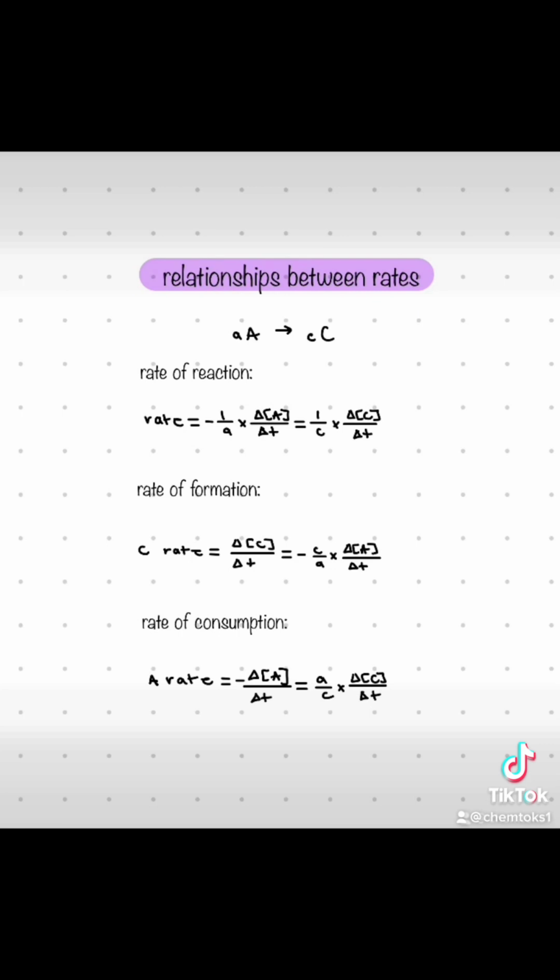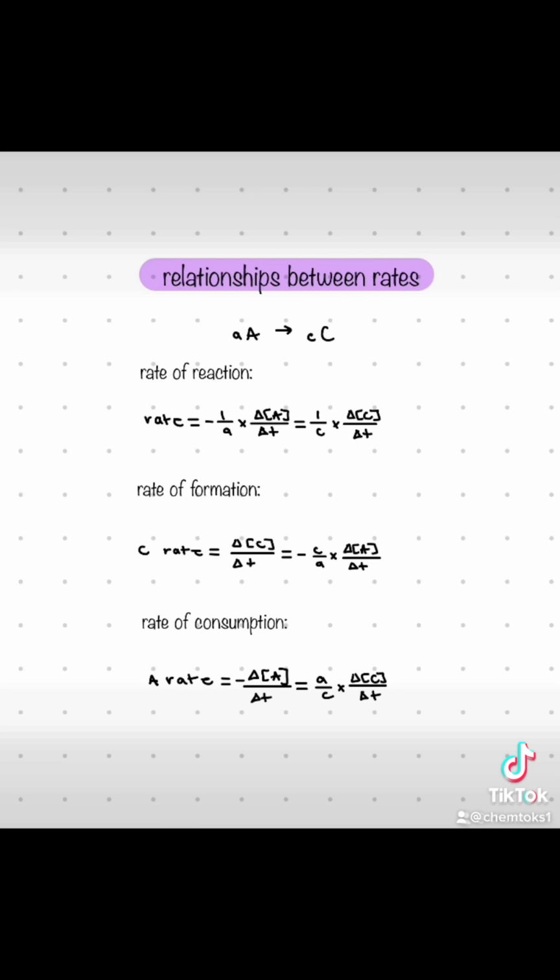I again created a fake chemical equation to show you the relationship between rates. You already know how to find three types of rates, it's just a matter of figuring out how they correspond. So with the rate of reaction, you're just setting the rate of formation and the rate of consumption equal to each other. And finding the rate of formation, the rate of C is equal to the change in concentration of C over the change in time, as well as negative c over a times the change in concentration of A divided by the change in time.